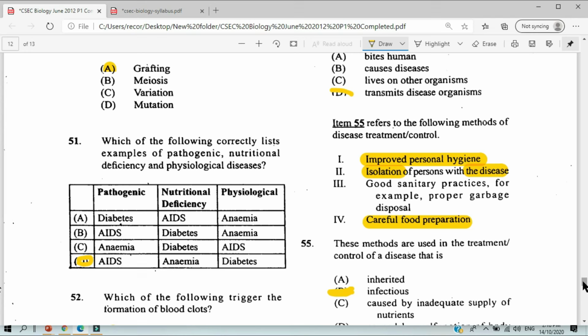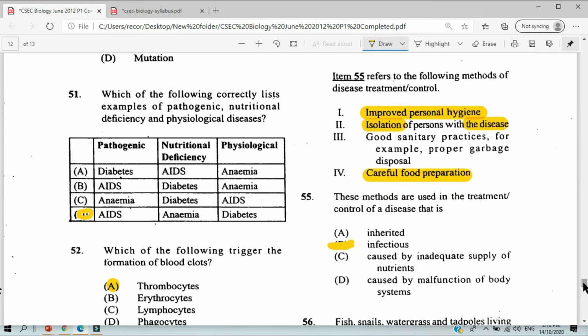Now in inherited disease, this wouldn't help you. All these safety methods here, these treatment control methods wouldn't help. Cause of inadequate supply of nutrients, that's a deficiency disease, so this wouldn't help. Caused by malfunction of a body system, this again is physiological, so again it wouldn't help. So your answer for 55 is always going to be B.